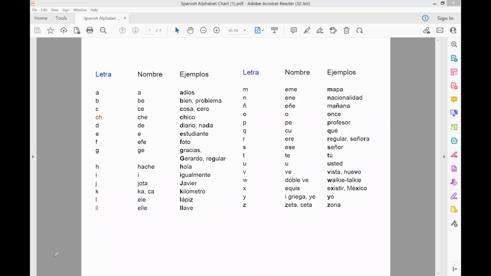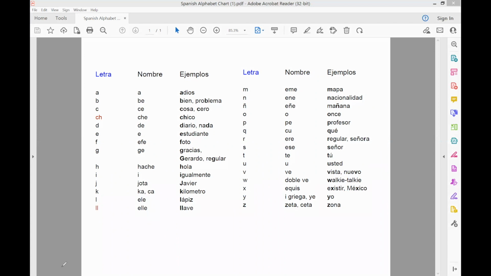A. Adiós. B. Bien. Problema. C. Cosa. Cero.